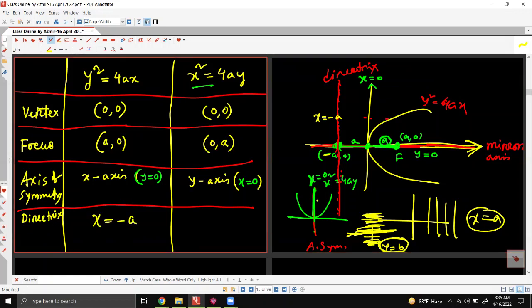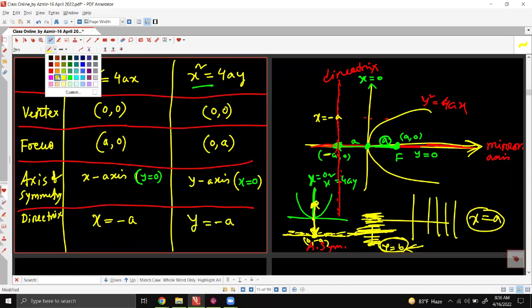And similarly, for x squared equals 4ay, there is a directrix here. If this is the focus, then at the same distance in the downward direction, we will have the directrix. So it will be at the point 0 comma minus a. That means this is a horizontal line, so its equation will be of the type y equals b. That means it is y equals minus a.